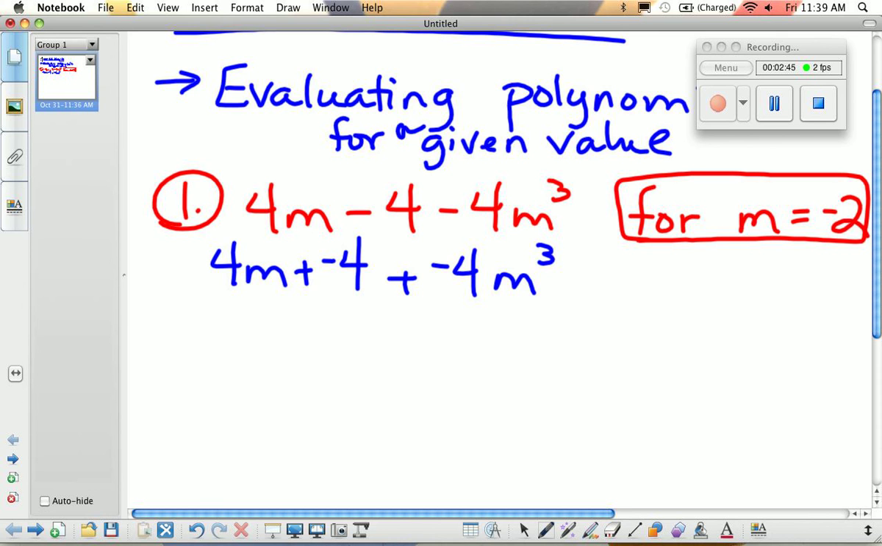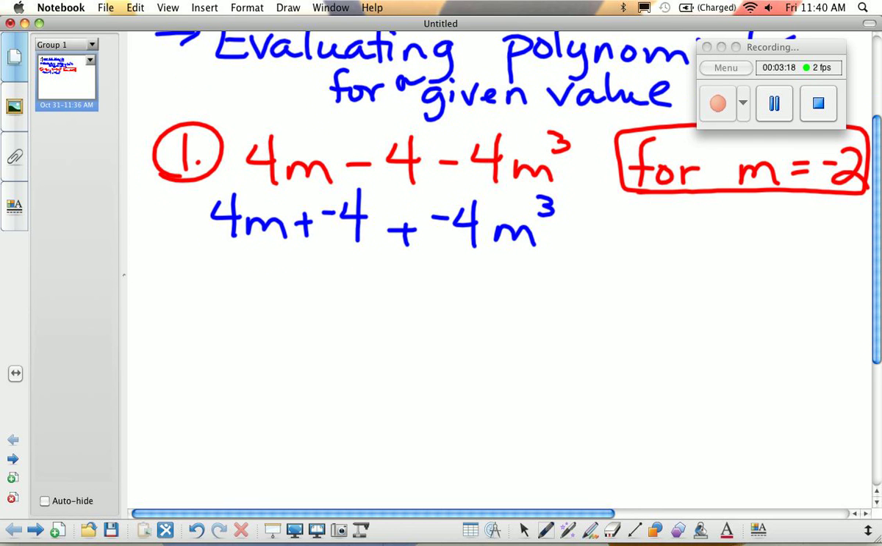What would be the next term after that if it was in standard form? The 4m would come next, and the negative 4 would be last, wouldn't it? Can you name that polynomial for me? What kind of polynomial is that? Cubic trinomial, because it's a degree 3 polynomial. It has 3 terms, so it's a cubic trinomial. Okay, so just a little bit of practice of what we learned yesterday, and you'll also still be doing it on your homework today.